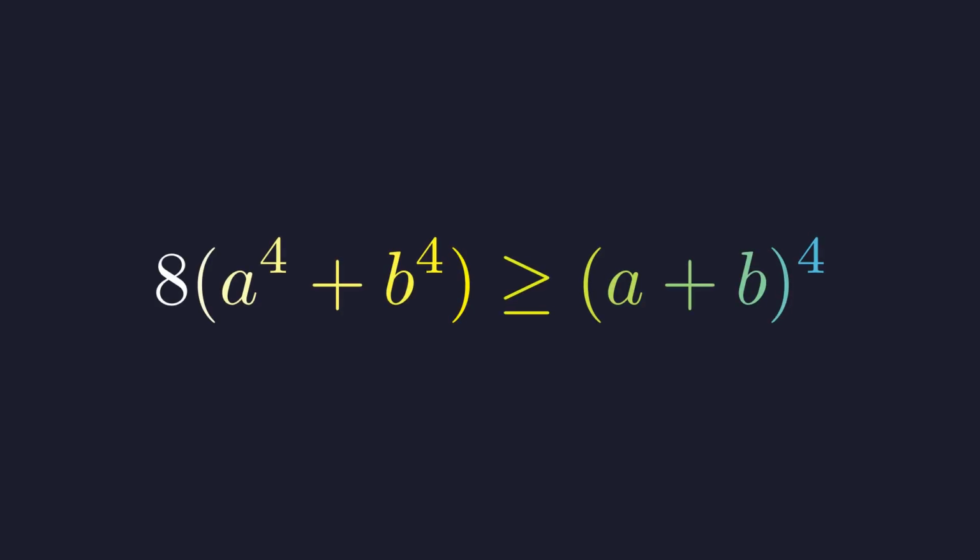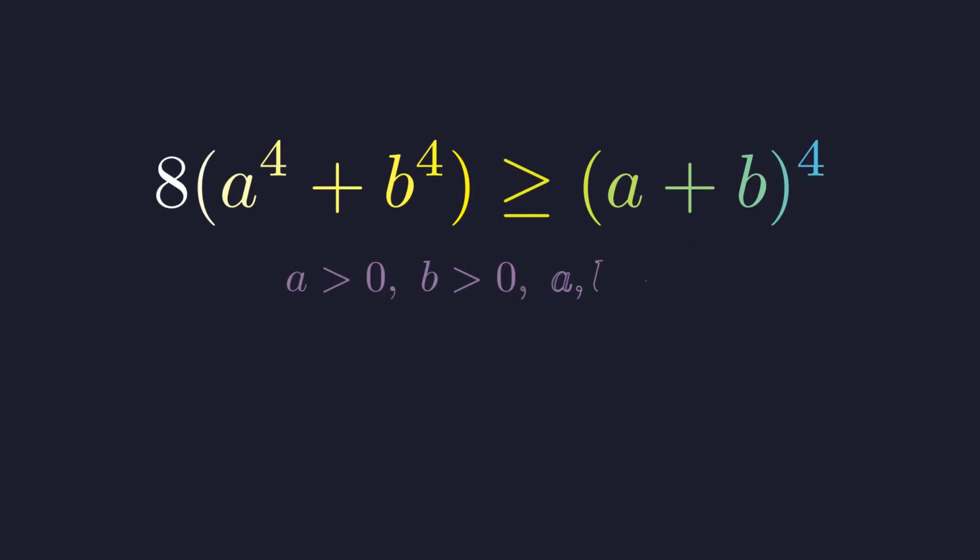Let's look at this inequality. For any positive real numbers a and b, can you see why 8 times the sum of their fourth powers is at least as big as the fourth power of their sum? We'll build up the intuition step by step. We're working with positive real numbers a and b. This keeps everything nice and well-behaved for our proof.